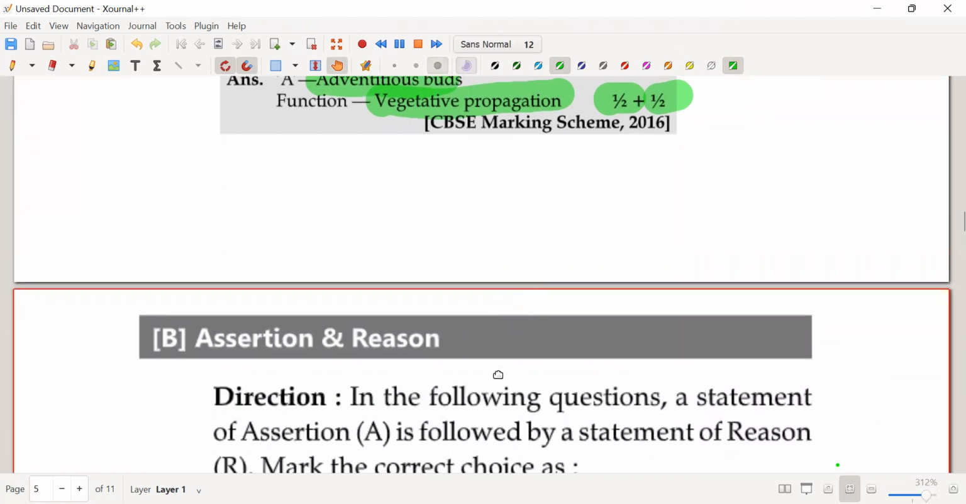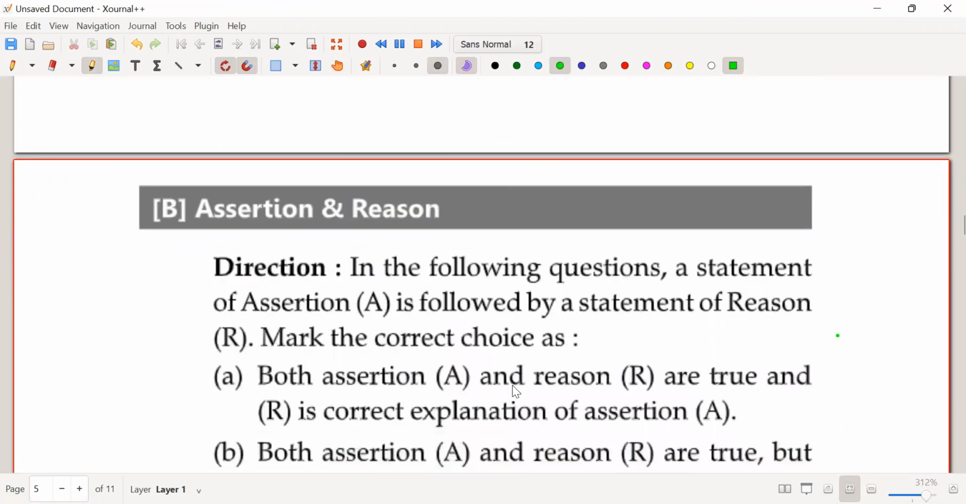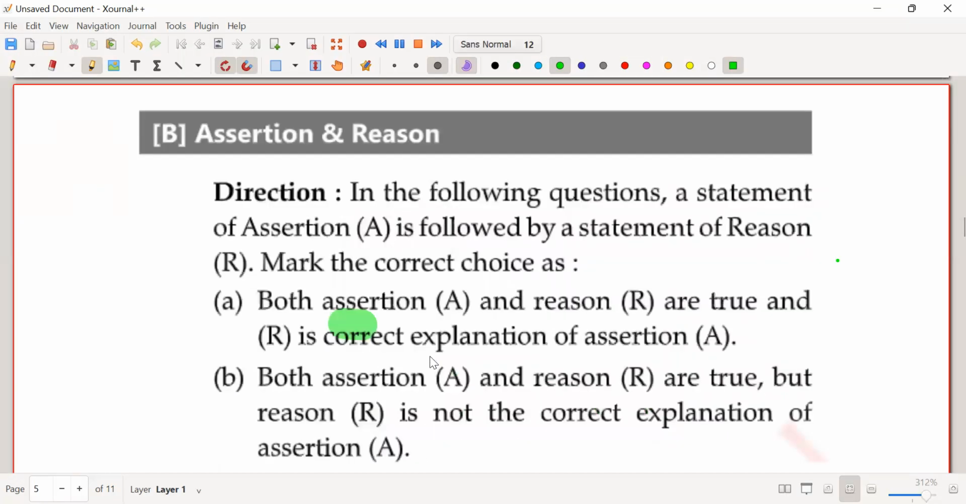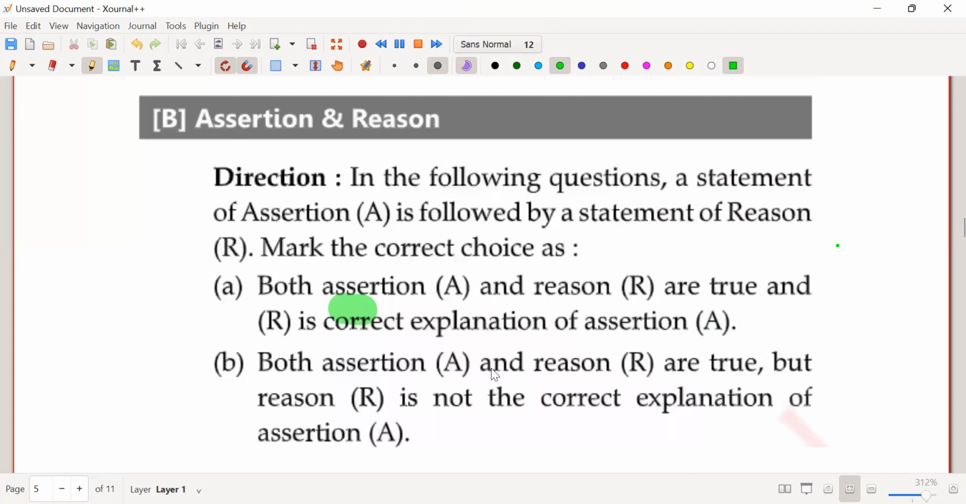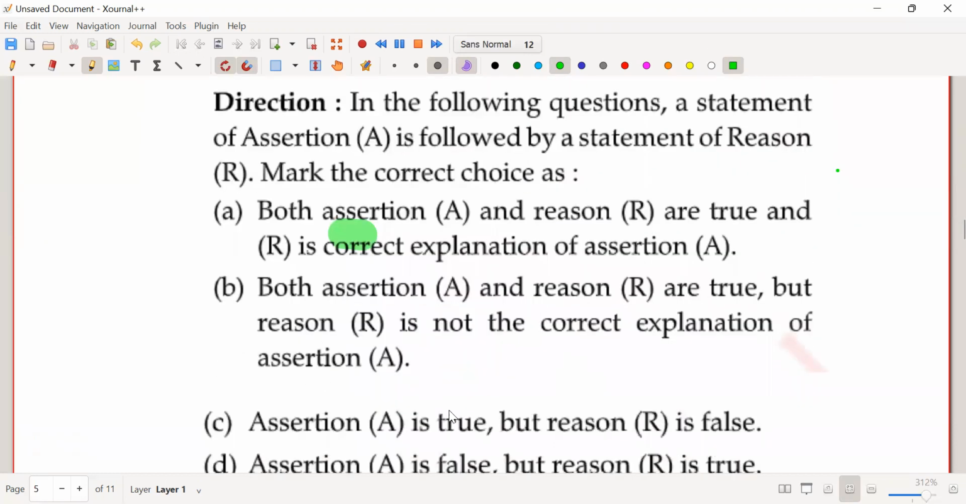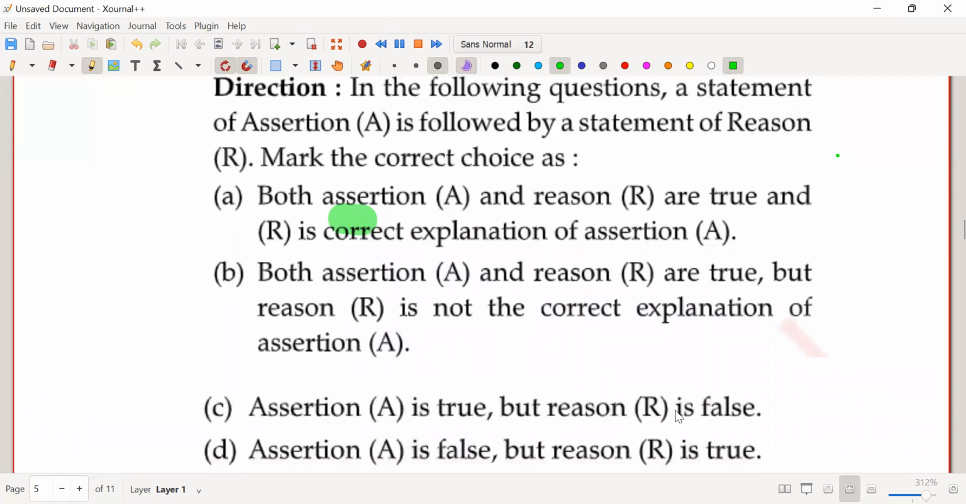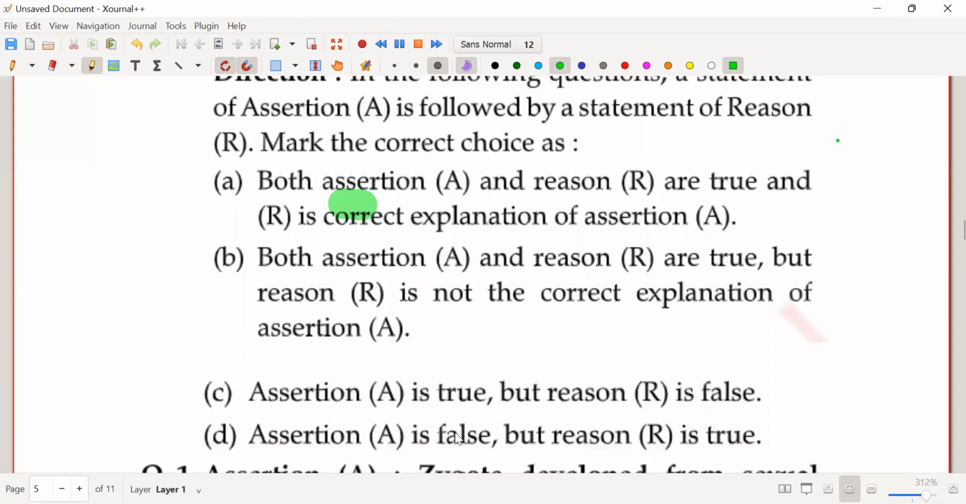The next type of questions we may expect is assertion and reasoning type. Both assertion and reason are true and R is the correct explanation. Both assertion and reason are true, but R is not the correct explanation. Assertion is true, but reason is false. Assertion is false and reason is false.